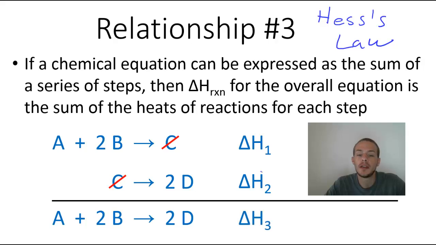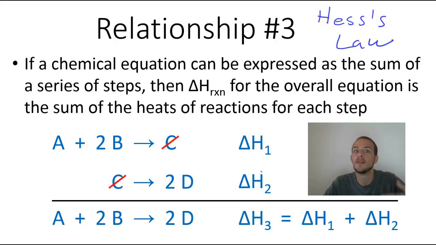And if I want to know the delta H for this new equation, which I'll call delta H3, then all I have to do is simply add together the delta H's for the first and second chemical reactions. So again, if you have a chemical equation that can be expressed as a sum of other chemical equations, to get the delta H value for the summation equation, you're just going to add together the delta H values for those individual equations that added up to give you your sum. So without further ado, let's jump right into a problem.